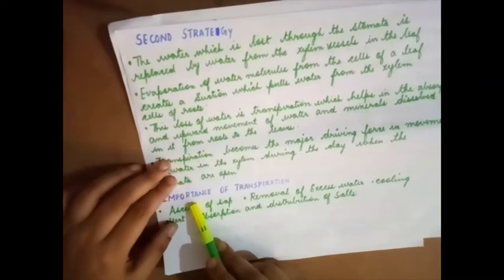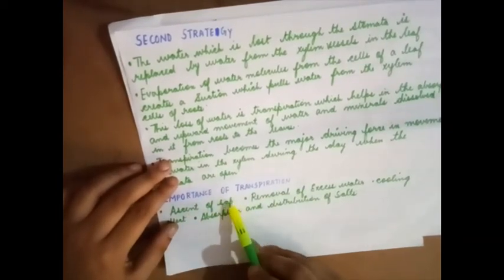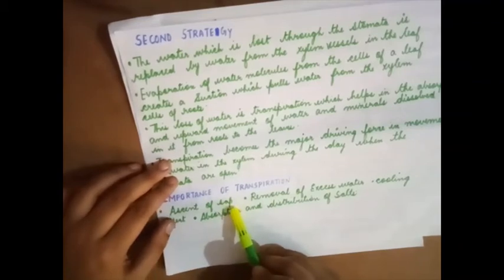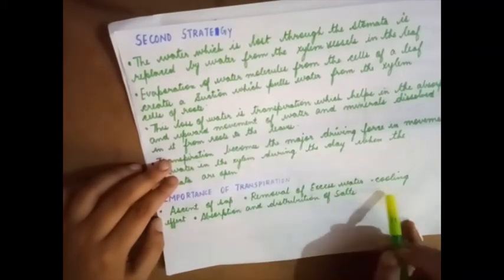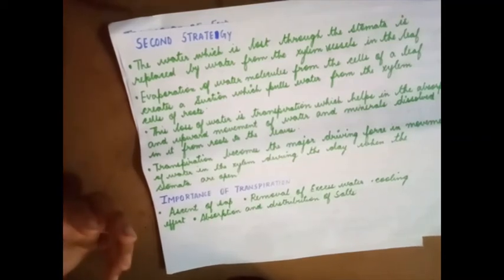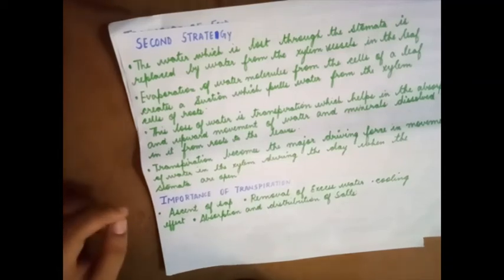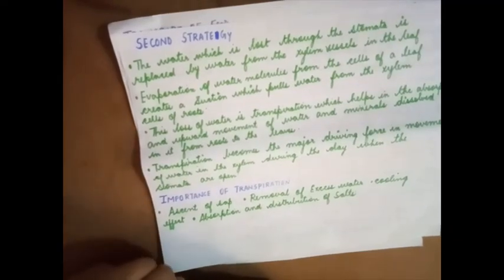So let's understand the importance of transpiration. Yes, it brings about ascent of sap, meaning the upward movement of water and minerals, and the excess removal of water through stomata. Cooling effect. See, as the water is being lost, various reactions are happening because of which heat is being generated. That heat is given out through the stomata. Absorption and distribution of salt is brought about by transpiration.